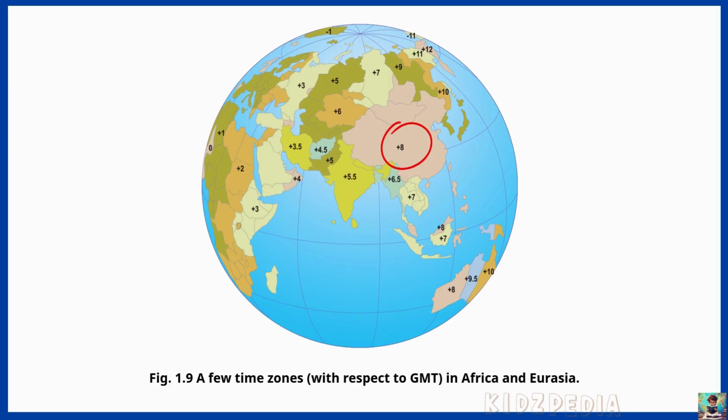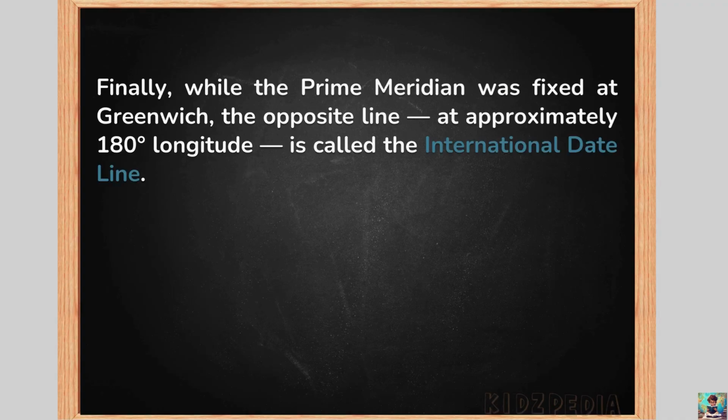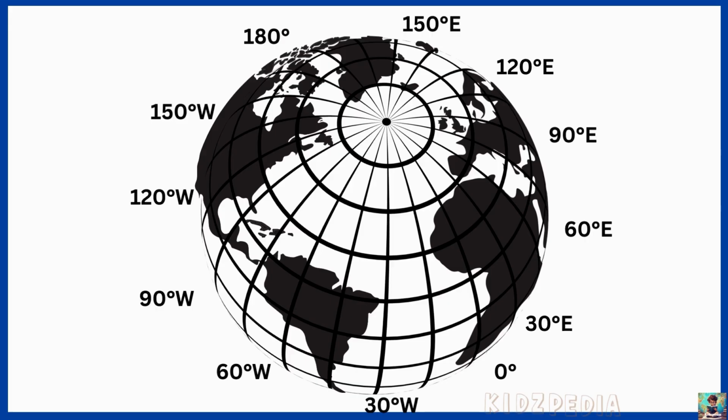Finally, while the prime meridian was fixed at Greenwich, the opposite line at approximately 180 degrees longitude is called the international date line. We already learned that the prime meridian is the 0 degree longitude line. It goes through Greenwich, England, and is the starting point for measuring time around the world. But what about the opposite side of the earth? That's the line at 180 degrees longitude, and it's called the international date line.